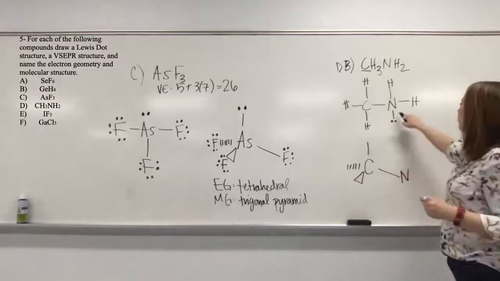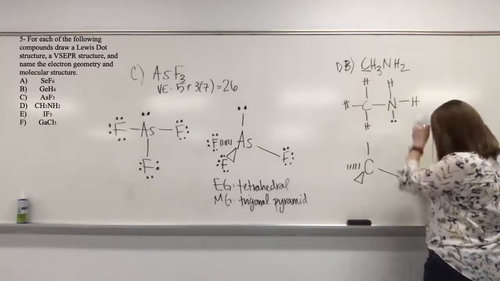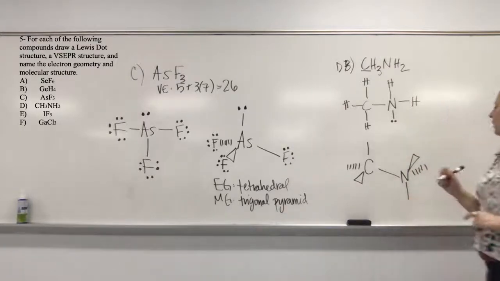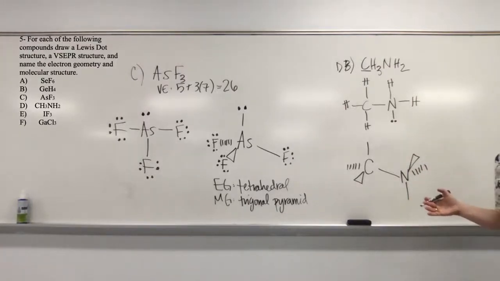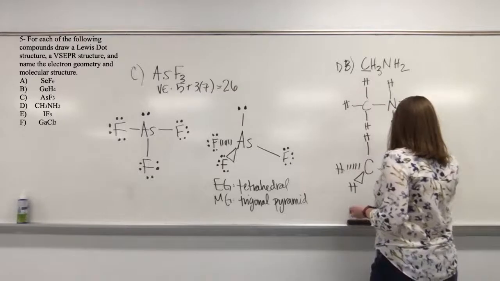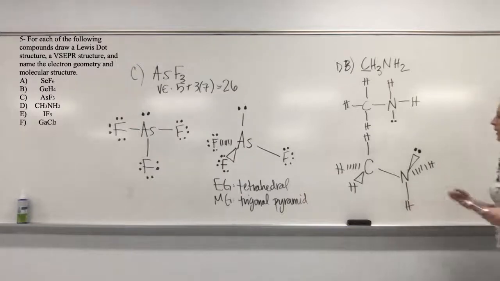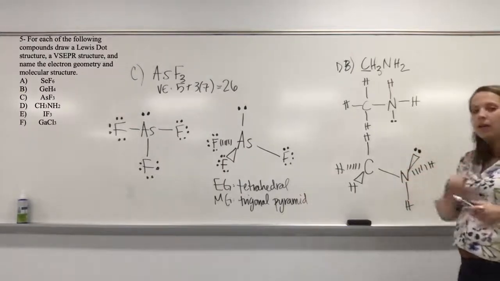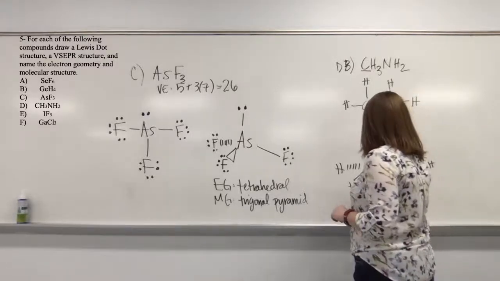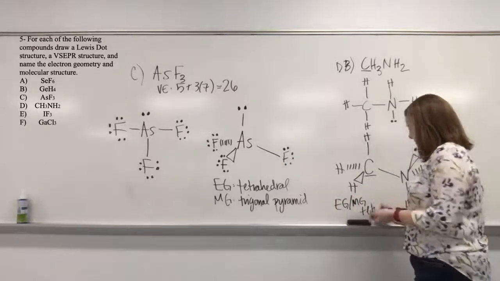Now this nitrogen also has 1, 2, 3, 4 things connected, so we've already drawn 1. Now we're going to draw the other 2. And now we're going to put our hydrogens and our lone pairs around. I'm going to put a hydrogen here, here, here. I'm going to put my lone pair here on the edge of this wedge, and then our 2 hydrogens. So we can now look at this and say that for either the carbon or the nitrogen, in this case we're going to ask about the carbon, the EG and MG are both tetrahedral.